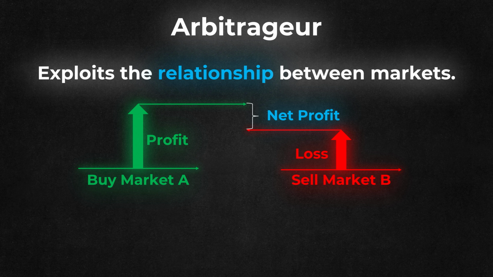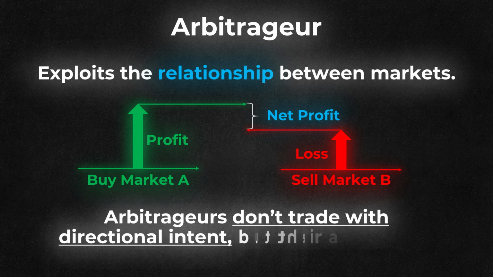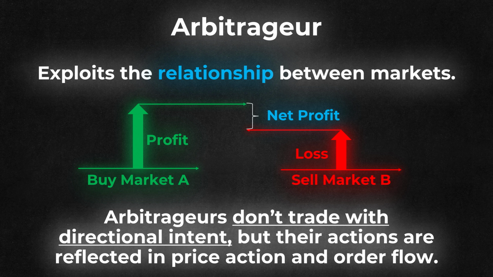That will obscure price action and order flow notions to some degree because the motive for profit is not grounded on the common speculative notion of buying low and selling high. The main point here is that an arbitrager doesn't trade a market with directional intent, but the activity of arbitragers is reflected in price action and order flow.